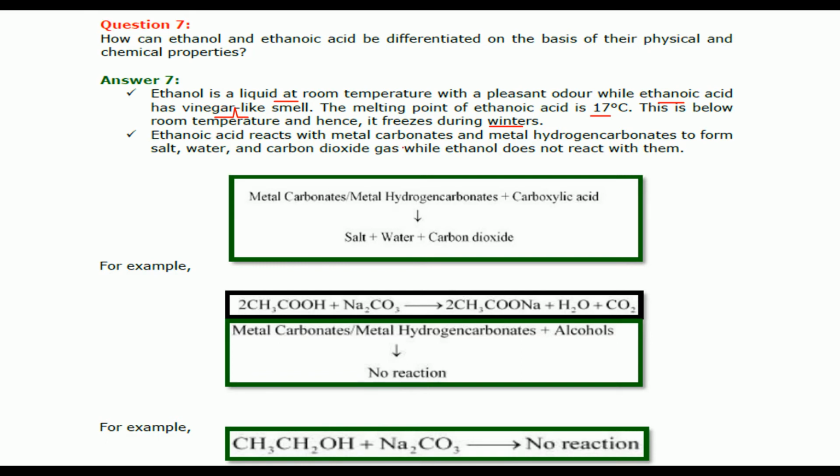Ethanoic acid reacts with metal carbonates and metal hydrogen carbonates to form salt, water and carbon dioxide. As you see here, it combines with metal carbonates and metal hydrogen carbonates. This carboxylic acid is exactly this one. So carboxylic acid combines with either of these, and it will form salt, water and carbon dioxide. While ethanol does not react with them. It doesn't react, no reaction, right?